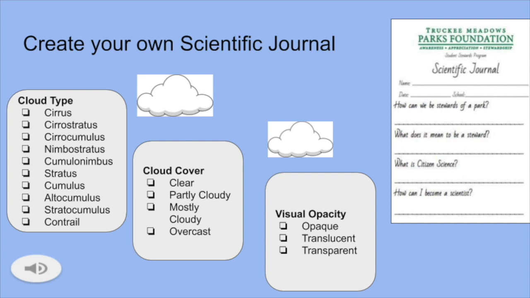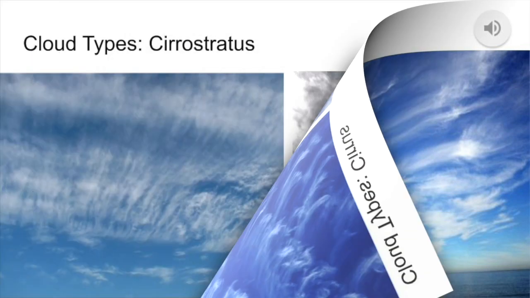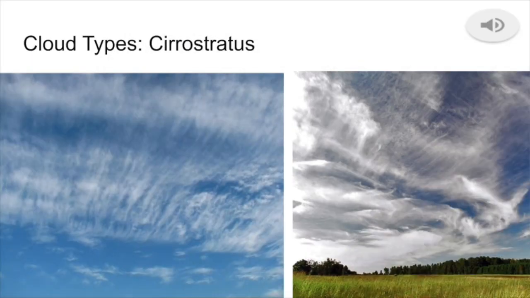And now we're going to start with the first type of cloud. Cirrus clouds are the first type of cloud we're going to talk about. Cirrus clouds are the high, feathery clouds that usually mean a change in weather is on the way. Cirrostratus clouds are thin, sheet-like, high clouds that often cover the entire sky, but allow the sun and moon to shine through.